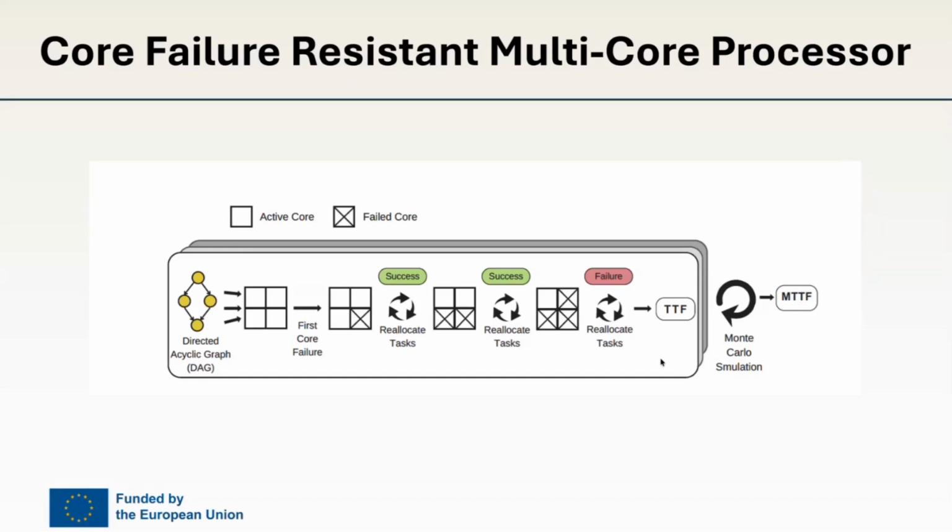And because core failure is a random process, you have to simulate the whole failure of the cores, which would happen over many years. But in simulation, we do it kind of fast. You have to do Monte Carlo simulations several times to obtain the mean time to failure for this kind of processor.